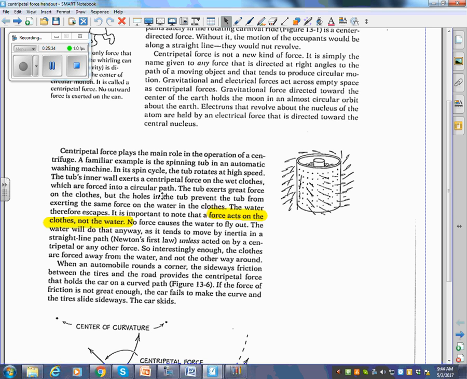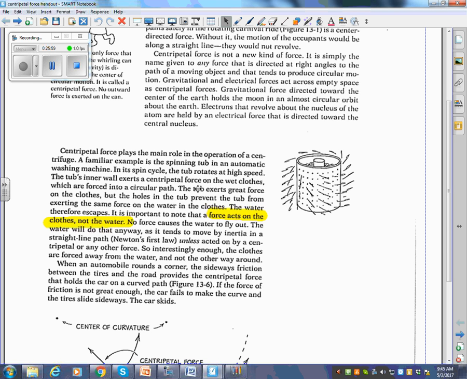What do the clothes want to do? They want to go out because of inertia. The tub exerts great force on the clothes, but the holes in the tub prevent the tub from exerting the same force on the water in the clothes. The water therefore escapes. It's important to note that a force acts on the clothes, not the water, because the clothes are what goes in a circle and the water just goes to the outside and drains.